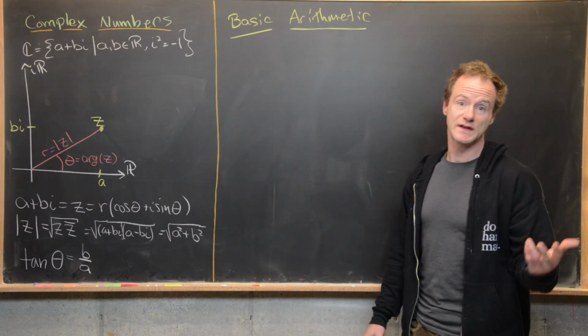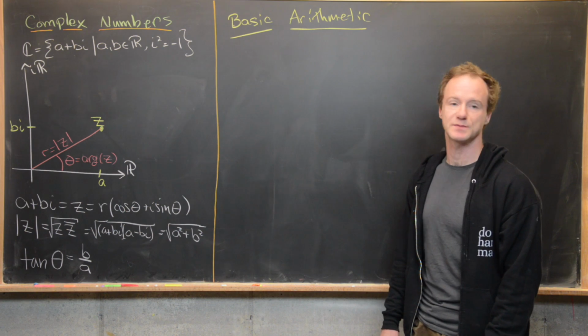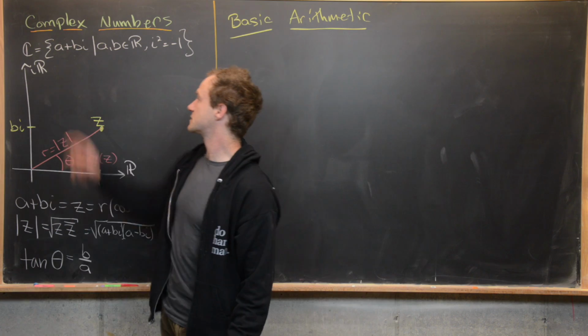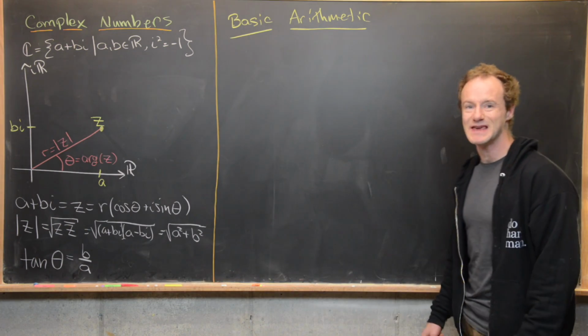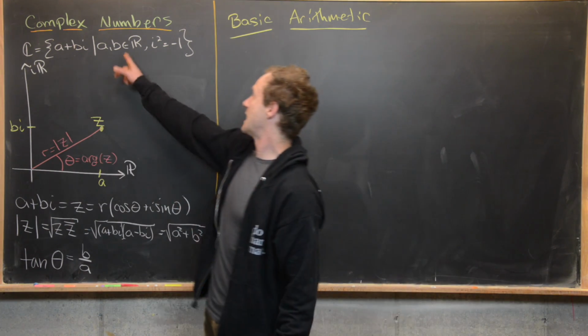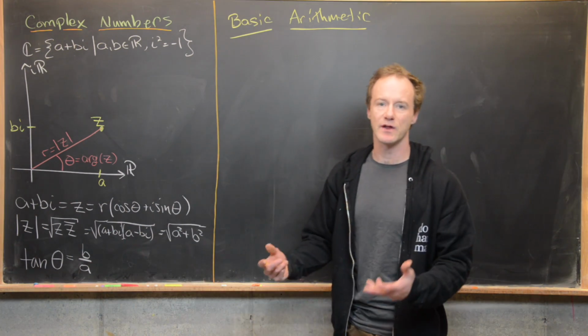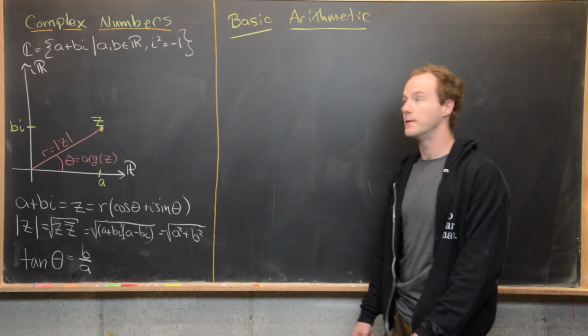So the first, what is the set of complex numbers in the first place? We'll take the set of complex numbers to be all numbers of the form a plus bi, where a and b are both real numbers, and i squared is -1. So in other words, i is the square root of -1.